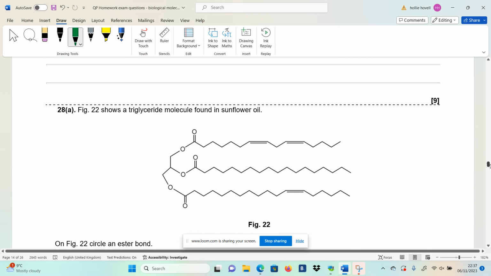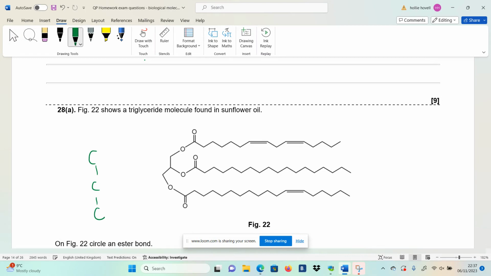Figure 22 shows a triglyceride molecule found in sunflower oil. On figure 22, circle an ester bond. Okay, so they've simplified the drawing. So we know that this structure here is going to be carbon, carbon, carbon. Okay, you can see coming off to the sides of them, the oxygens. Okay, they haven't drawn on all the hydrogens around there. Okay, they don't need to in the simplified drawing.